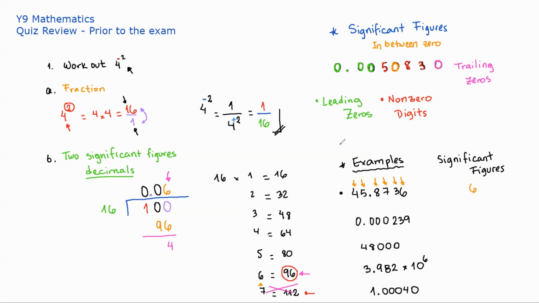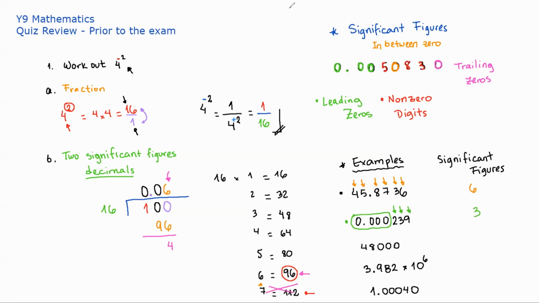Then we have leading zeros. Leading zeros don't count. We have all these numbers that are leading zeros. So our actual amount of significant figures for this number is 3. 1, 2, 3.